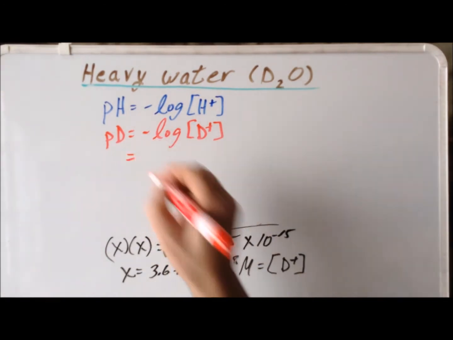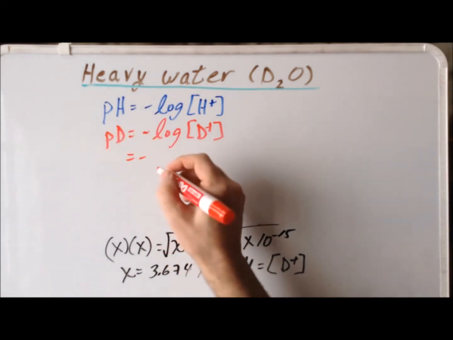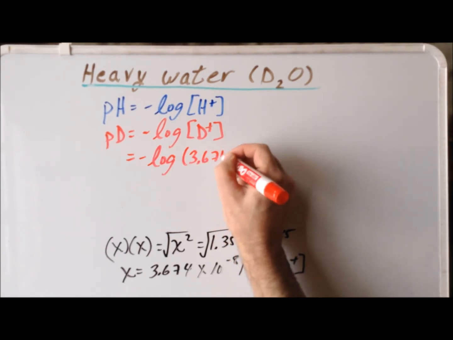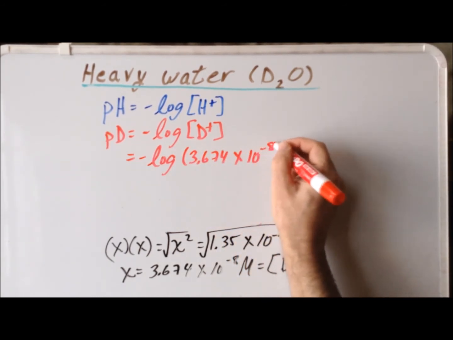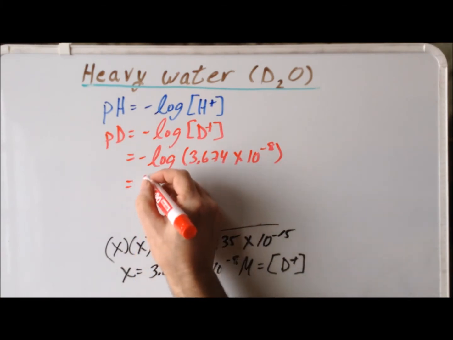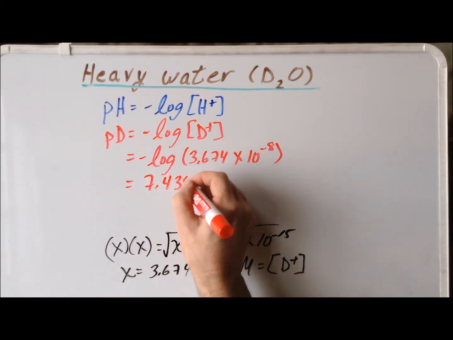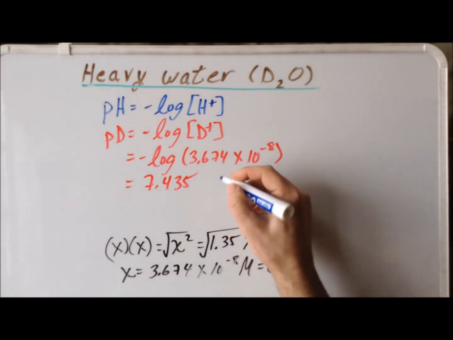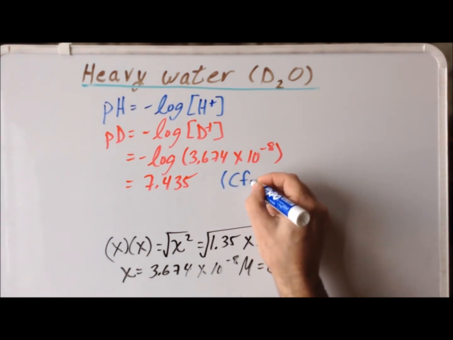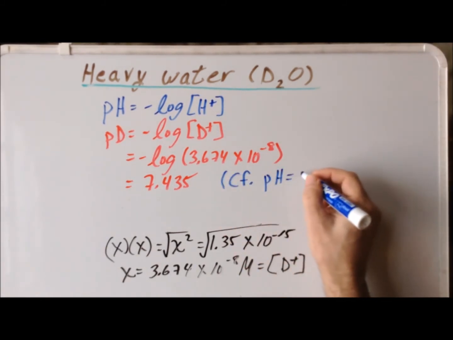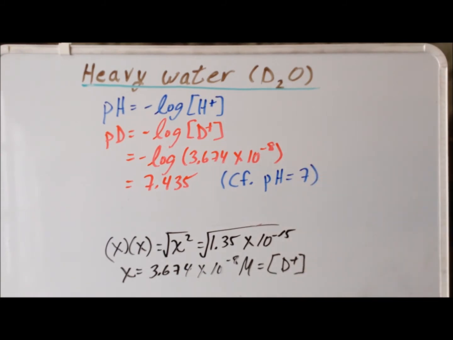So we've already determined the concentration of D plus. So the pD is going to be the negative log of 3.674 times 10 to the minus 8. And we see in this case that the pD is going to be equal to 7.435. And recall that we can compare that to the pH of an equivalent solution, which would be 7. So in the case of pD, it's going to be 7.435 for an exactly neutral solution.